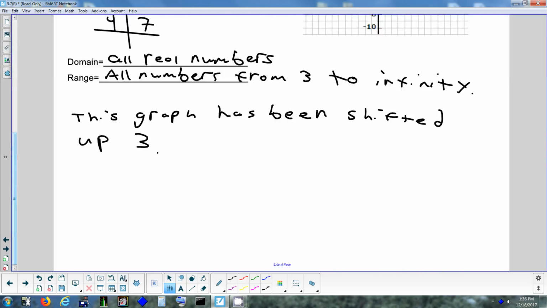So when you describe the transformation, you have to say 2 things. What direction did it move? How much did it move? Don't just say it went up. If you say up, I'll give you half, because you knew which way, but you didn't say how much. When we ask you to compare, you're comparing it to that parent function that we showed you at the beginning, the one with the V right in the middle of the graph.